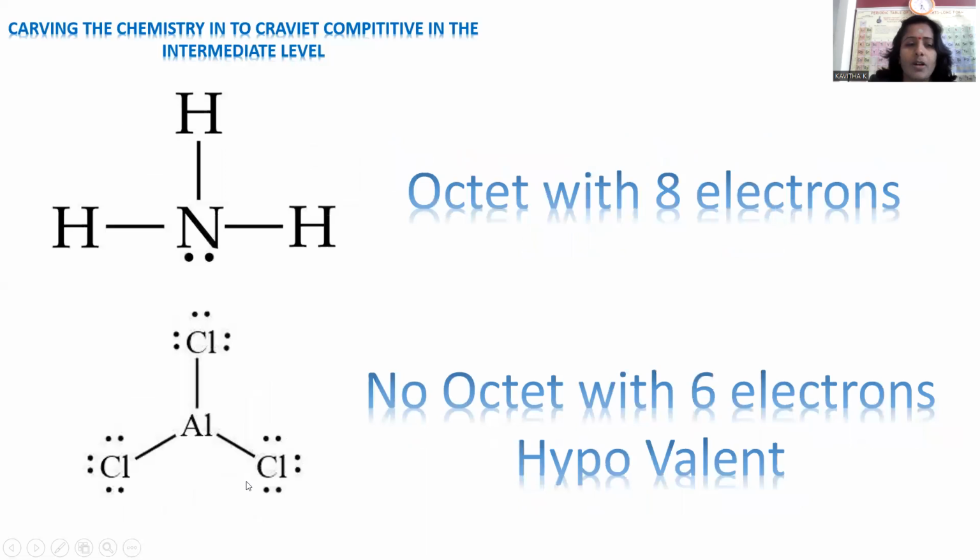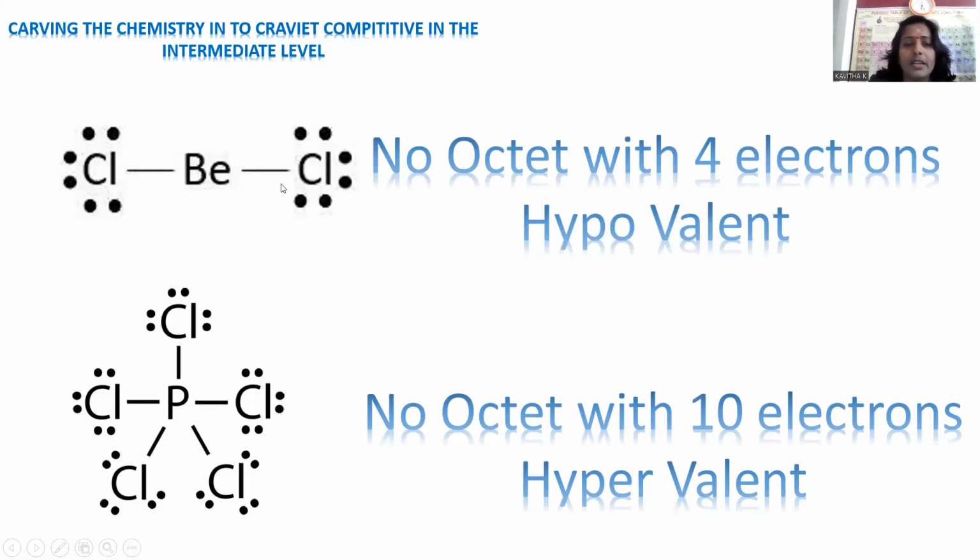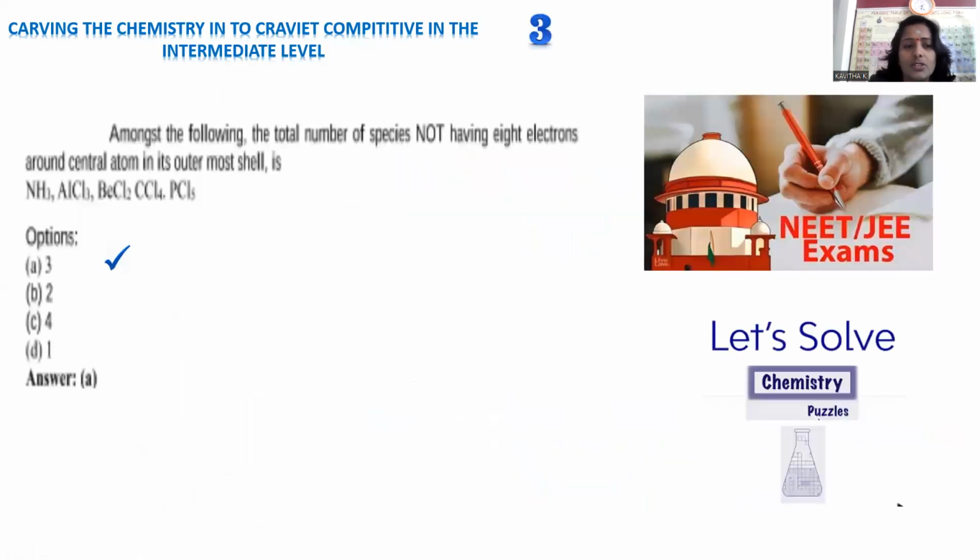Hypervalent. So among all, ammonia is having the required 8. AlCl3 is not having the required, only 6 are there. So this is 1. Here beryllium dichloride is 2, phosphorus pentachloride is 3. So a total of 3 molecules are not having the 8 electron system. So for question number 3, the correct answer will be 3 molecules.